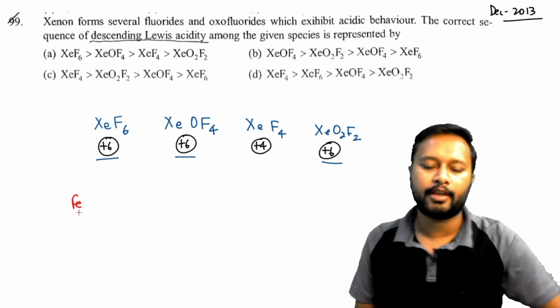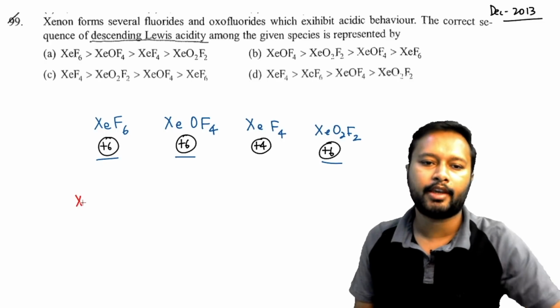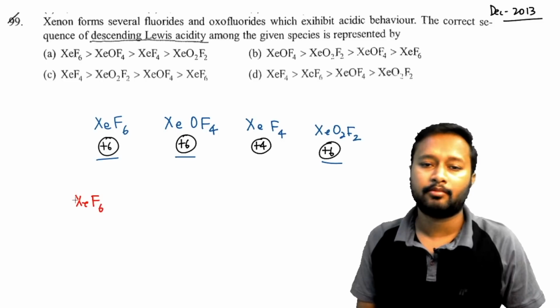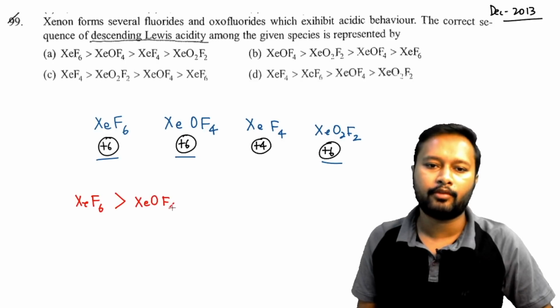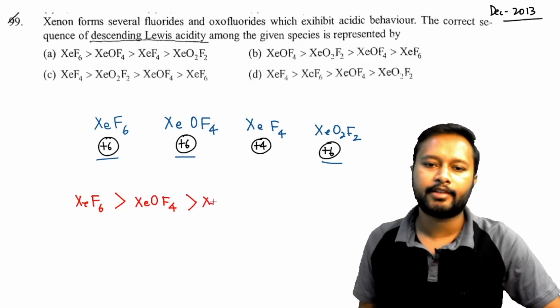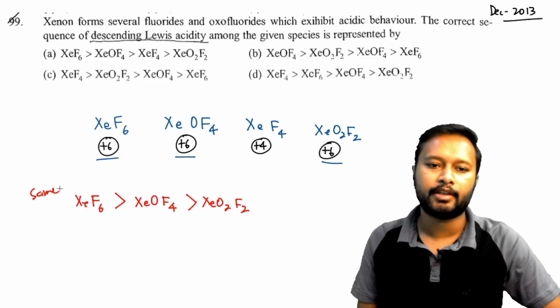The order should be like XeF6, because you have to look for the F content or F atoms, right? So this will be more acidic, then your XeOF4, then comes your XeO2F2. This should be the order based upon the same oxidation state.